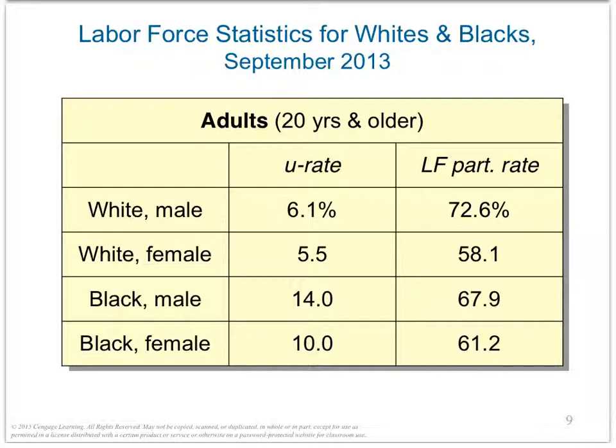And the second important point, prime age blacks have similar rates of labor force participation as prime age whites, but they have much higher rates of unemployment. Look at the participation rate. Compare black and white male, 72 to 68. They are very close. Or black female and white female, 58 to 61. They have similar participation rates.